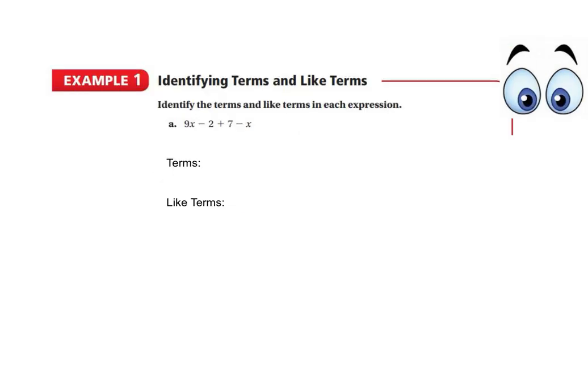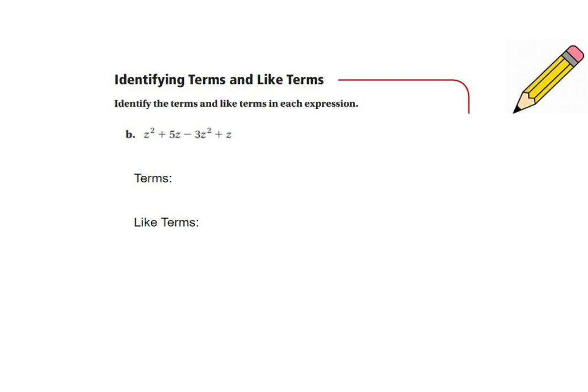Example 1, identify terms and like terms. So first of all, just identifying terms, we have 9x, we have negative 2, we have plus 7, and we have negative x. Our like terms would be 9x and minus x, so 9x minus x would be 8x, and our like terms would be negative 2 plus 7, and that would be 5.